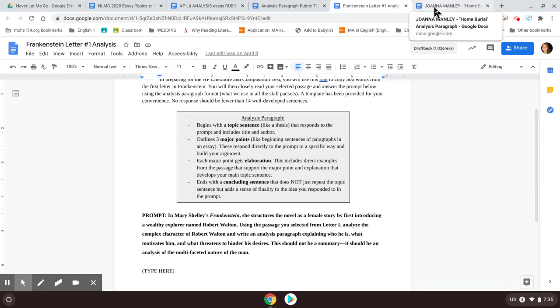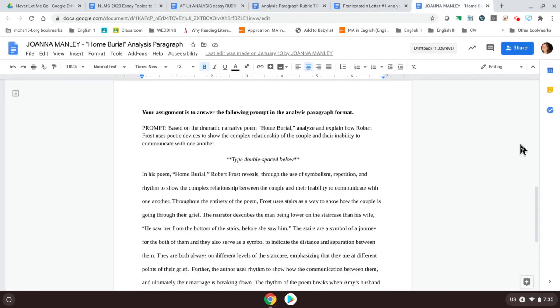But let's look at a student that wrote a response to the following prompt, and this was based on a poem. Based on the dramatic narrative poem Home Burial, analyze and explain how Robert Frost uses poetic devices to show the complex relationship of the couple and their inability to communicate with one another. If you have no idea what this is talking about, it's basically saying, this is a poem about a couple that doesn't get along anymore. Explain how the poet lets us know they don't get along anymore.